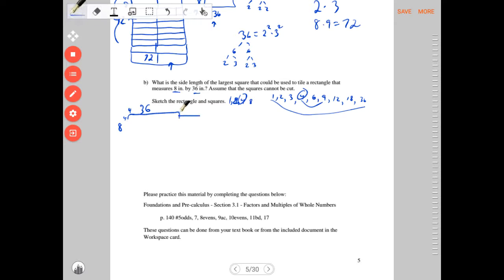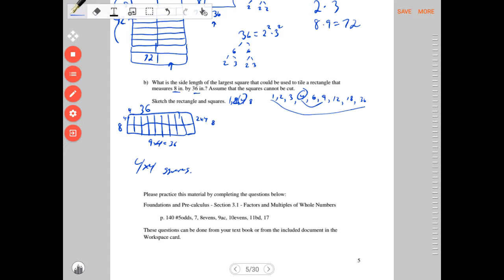It'd be better if these were to scale, but they're not. You guys get the idea. Oh, that was not a straight line at all. So 4 by 4, and then of course 4. 1, 2, 3, 4, 5, 6. 1, 2, 3, 4, 5, 6, 7, 8. Oh, one more. 9. There we go. So we have 9 by 4 is 36, and 2 by 4 is 8. So we can make 4 by 4 squares.